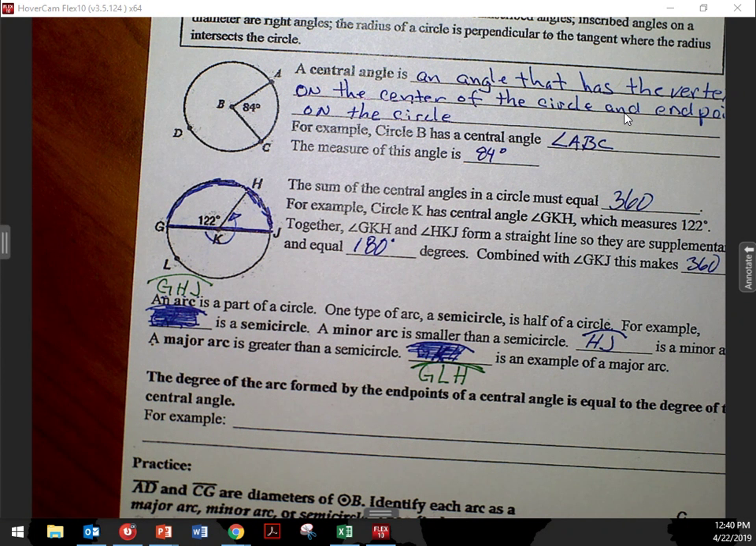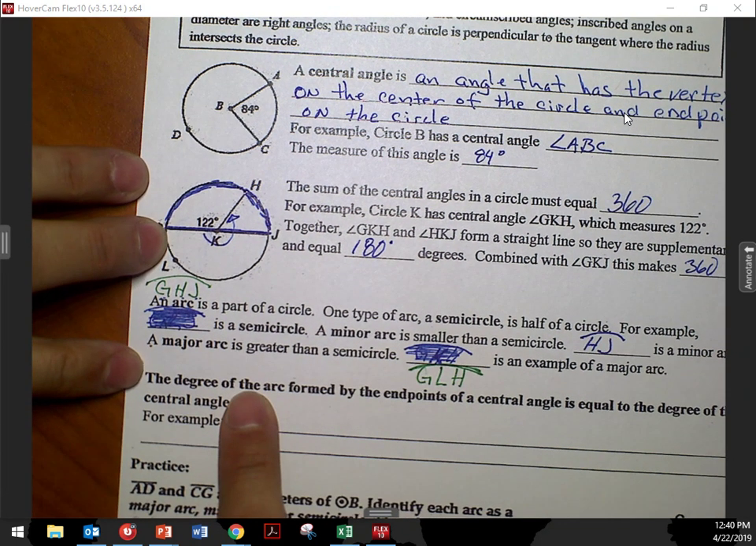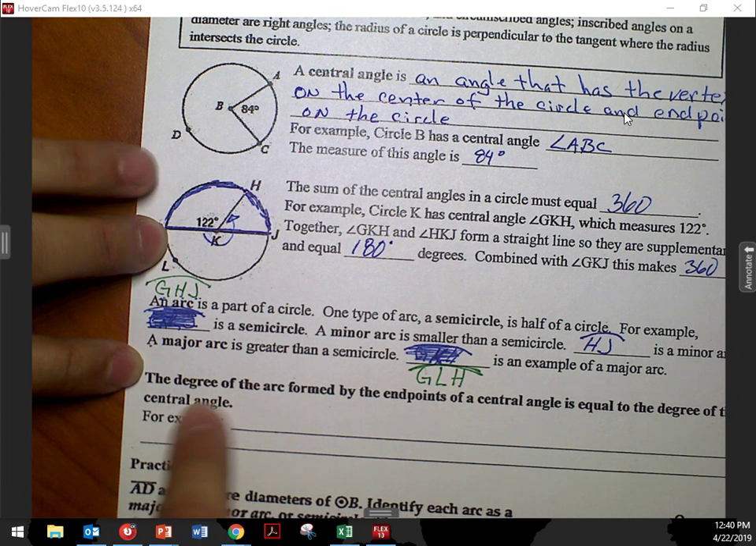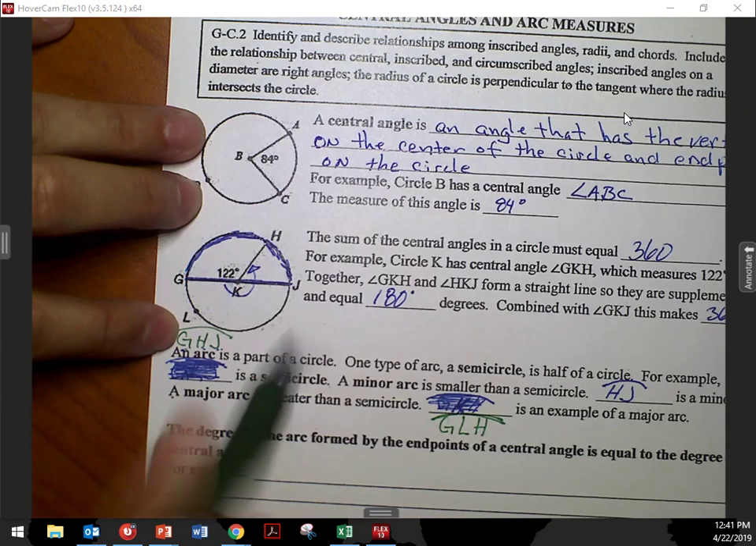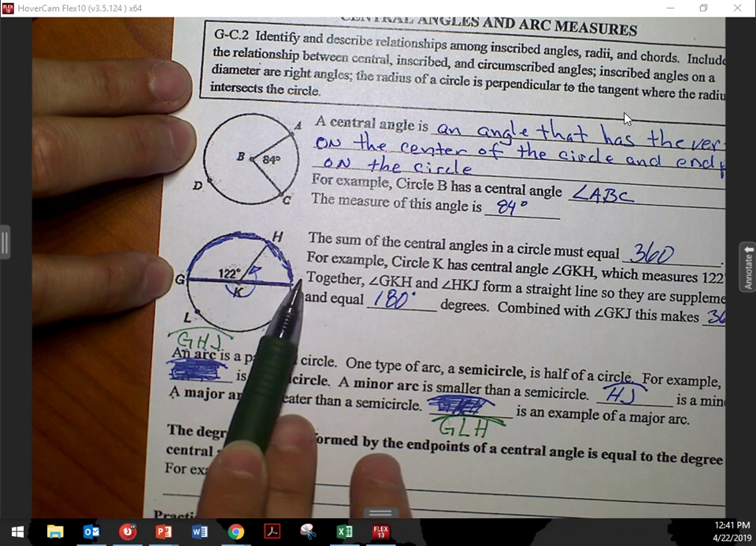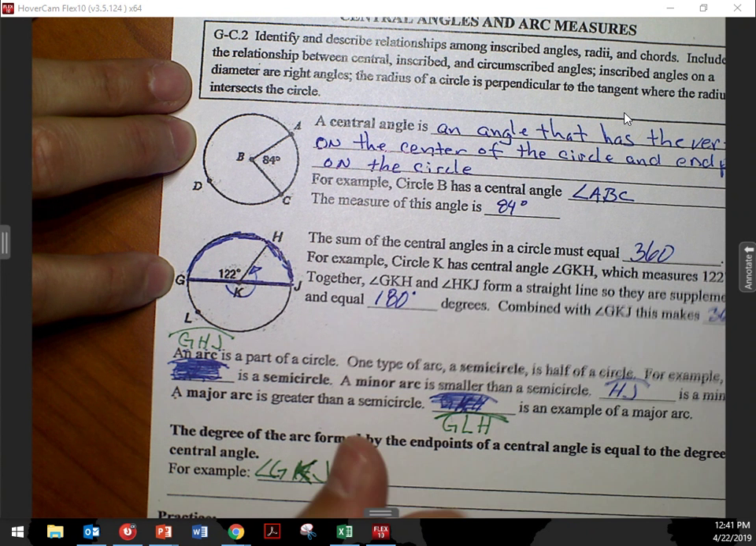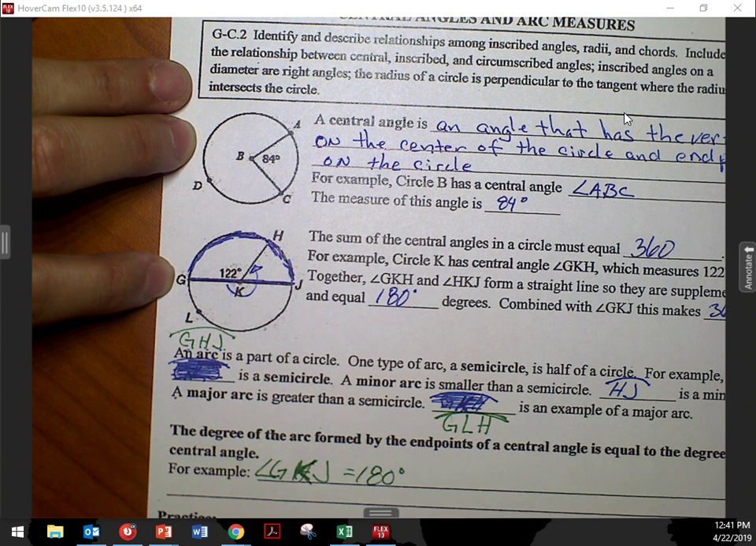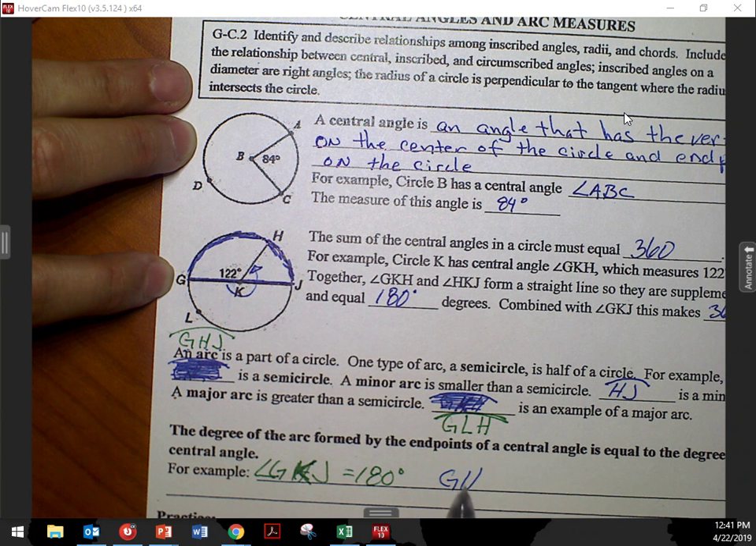Okay, you can look here. All right, let's take a look. Now, remember what I said. Arcs are pizza crust. The degree of an arc formed by the endpoints of its central angle is equal to the degree of the central angle. For example, angle GKJ is 180 degrees, right? It's half a circle. And the arc that goes along with that has the same endpoints, arc GHJ, so it is going to be 180 degrees.